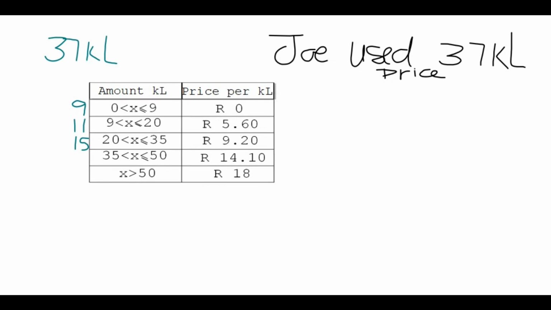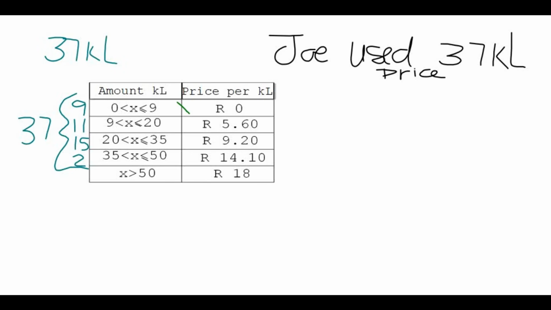Now, if you add this up, you're already at 35. If you add the 9, 11, and 15. So you need 2 more kiloliters. And that will be in the next category. Once I've used up all the kiloliters here, I'll go to the next, and so forth. And now I'm at a point where I have used 37 kiloliters in total. That's your first step.